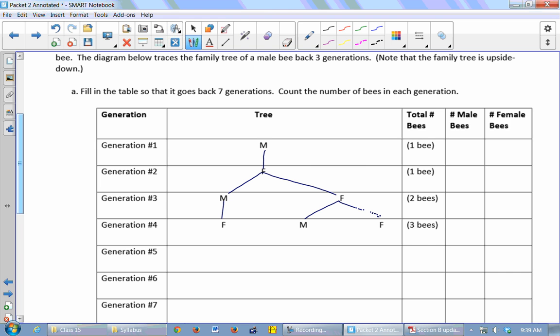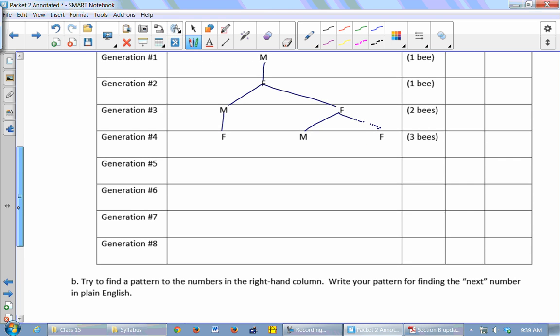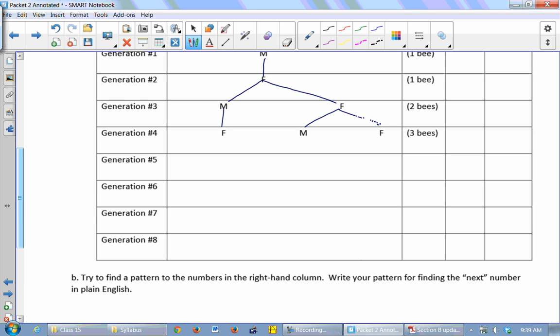If we were to go back one more generation, I'll do one more with you and then I'll let you finish. This female bee had how many parents? 2. Females have two parents, a female and a male. And then this male just had a single parent, the female bee. And then this female had a female and a male parent.